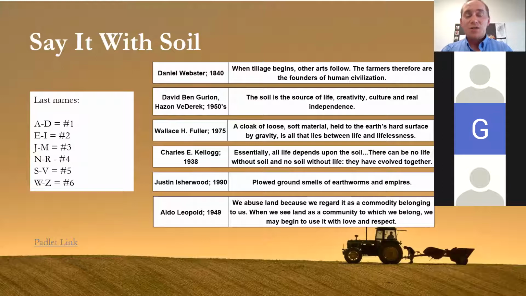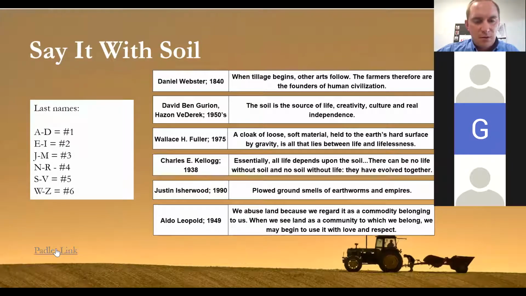What I'm going to ask you to do is the same thing that we would ask our students to do. I've got 6 quotes here, and you can see over on the left-hand side, I've mapped it out by whatever letter your last name starts with. That's the quote I want you to focus on. Stephanie should have shared in the chat a link to a Padlet page. I'm going to click on that and show you what that looks like real quick, and then I will go back to my PowerPoint.